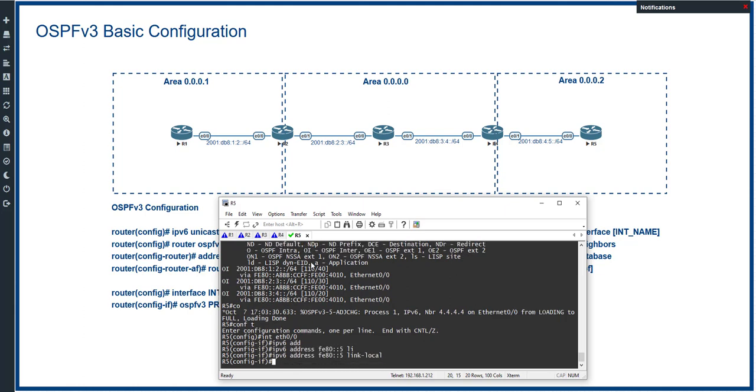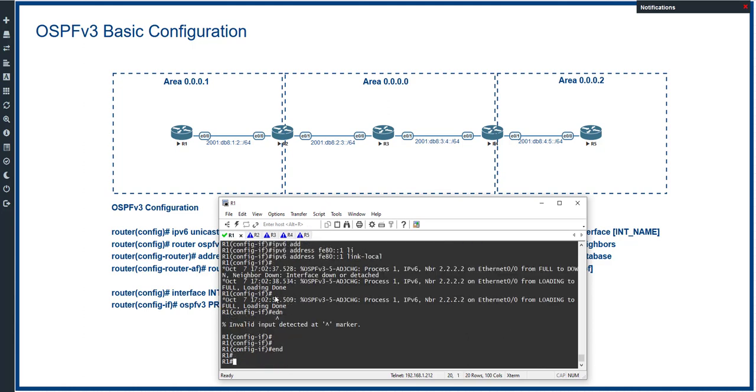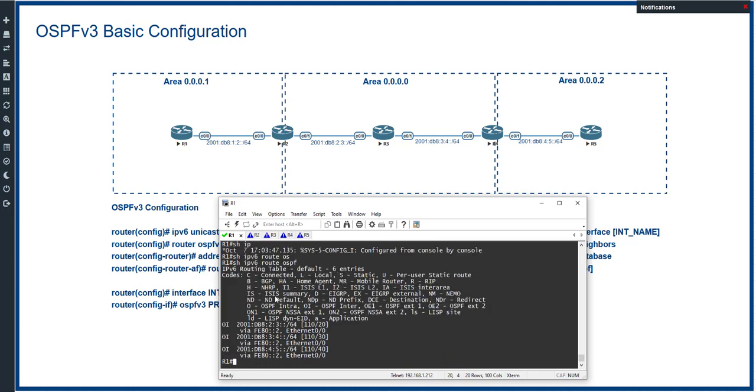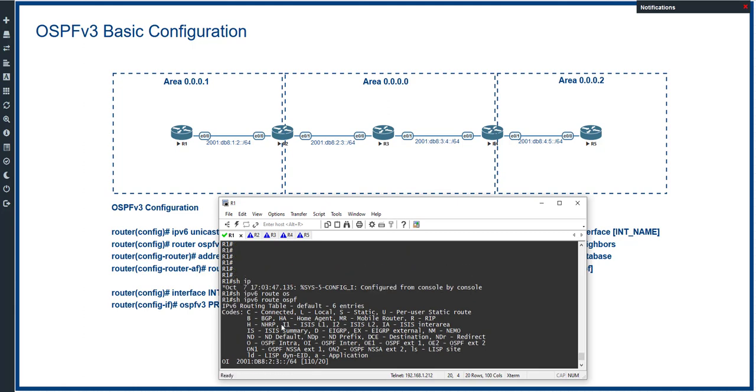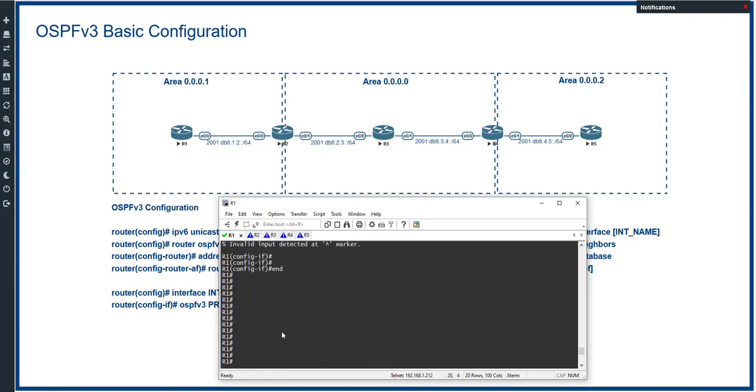Now let me show you the result of our configuration in the routing table. Look at here, it is so much simpler. Show IPv6 route OSPF in router 1. As you can see, the next hop is FE80::2. It is easier to understand compared to the previous next hop that we had before. Look at here.